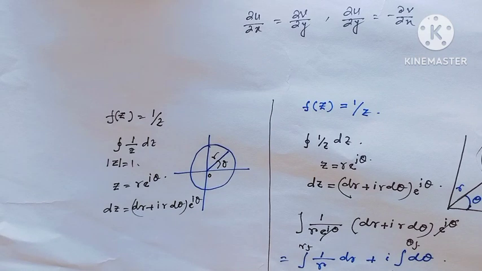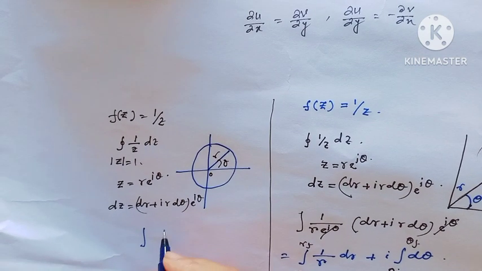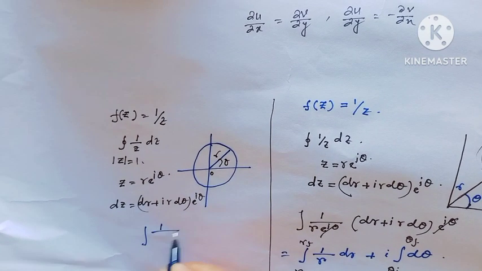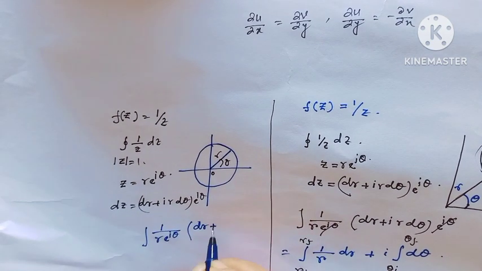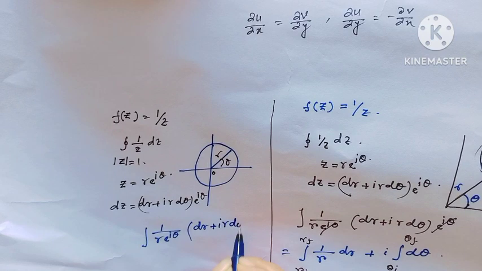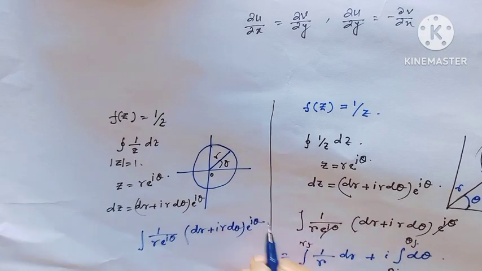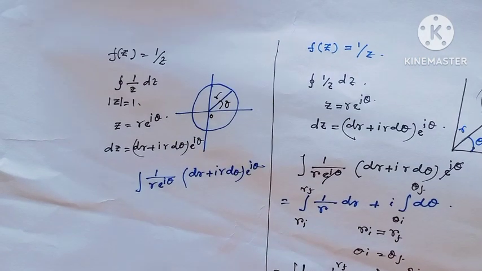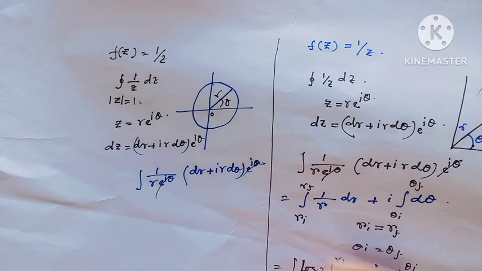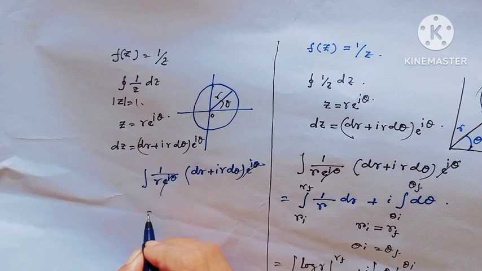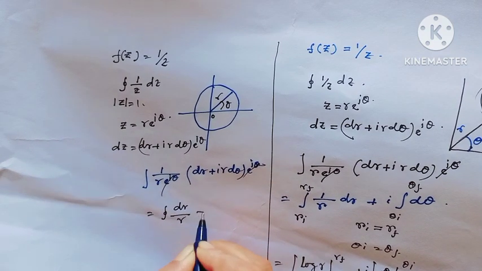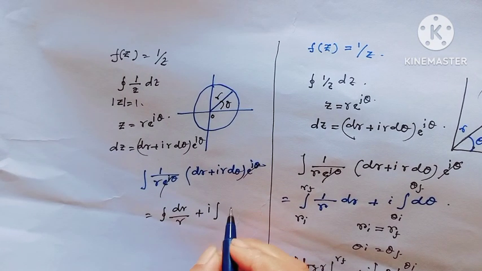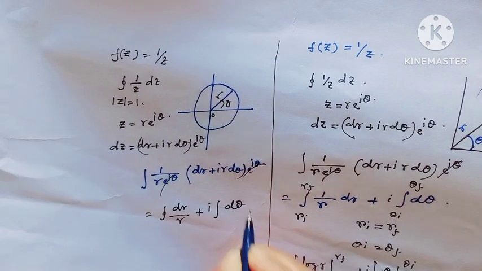Now put the value: 1 over r e to the power i theta times dr plus i r d theta e to the power i theta. Then just cancel this part. Similar to before, this is equal to dr over r plus i d theta.